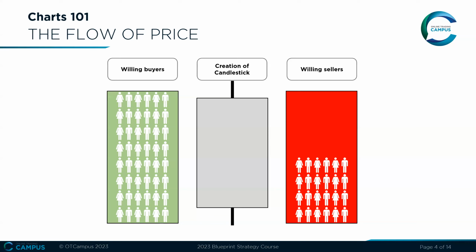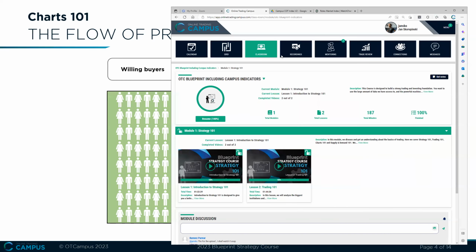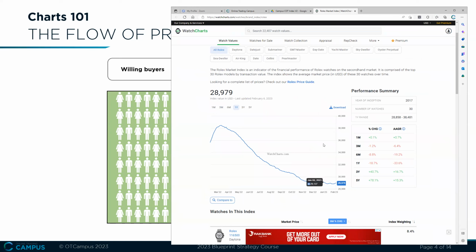But now let us just take Rolex for an example. What you can see right here is the average price per watch in the form of an index. So you can see here the price development for the past year in terms of the average Rolex price. And you can see that price back in April 2022 was at 38,000. And now it's at 28,000 per watch on average. It's roughly 10,000 US dollars lower over the past year.